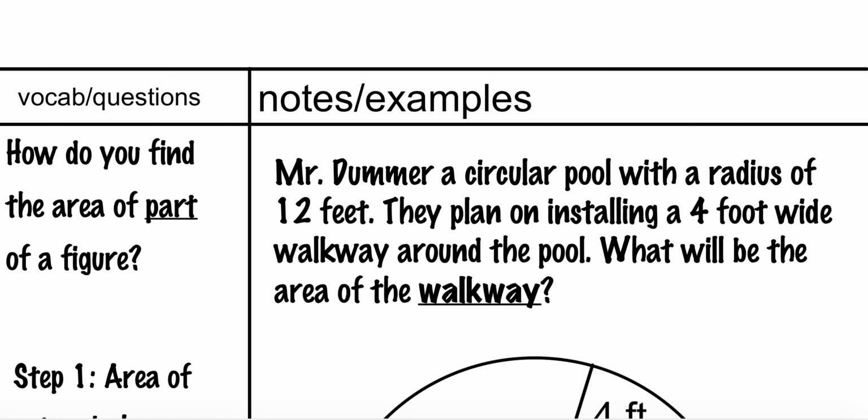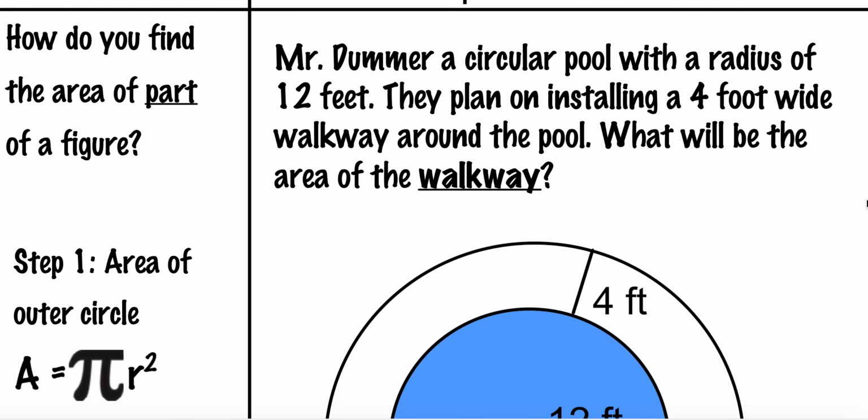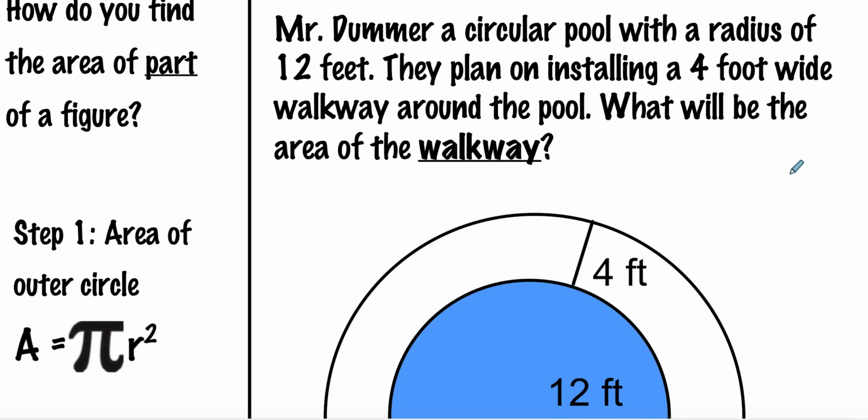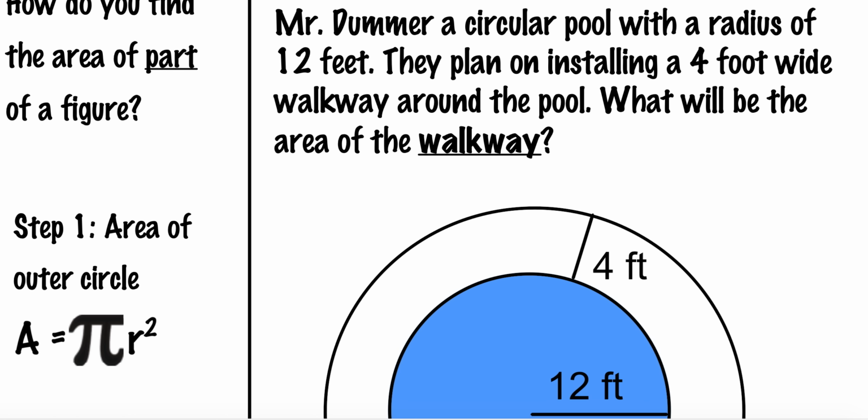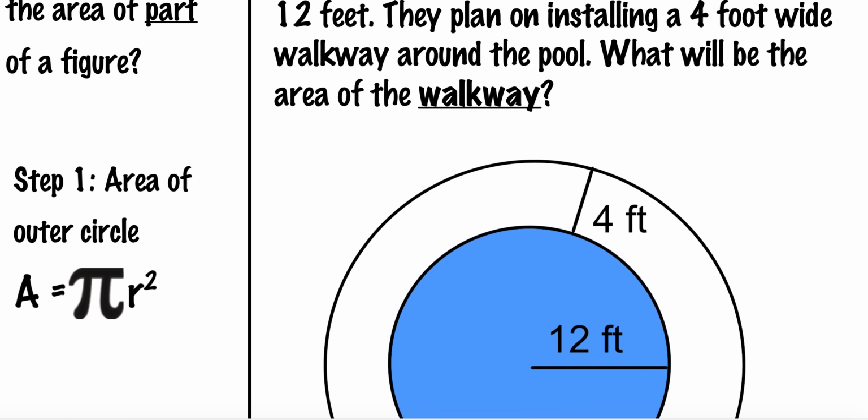All right, next question. So we have Mr. Dummer here, and he's going to have a circular pool in his yard, but he wants to give a walkway around it. We know that the pool has a radius of 12 feet, and they want a 4-foot walkway around the pool.